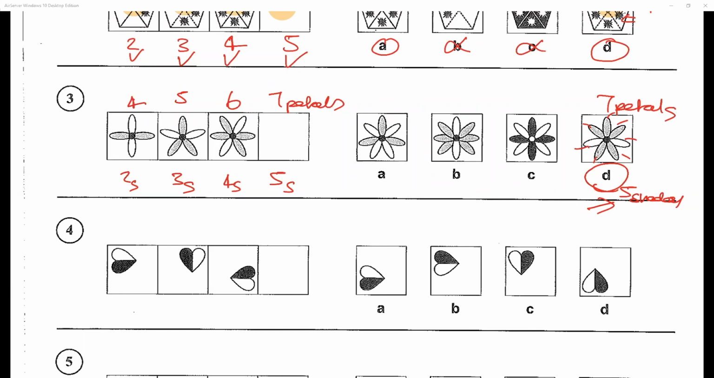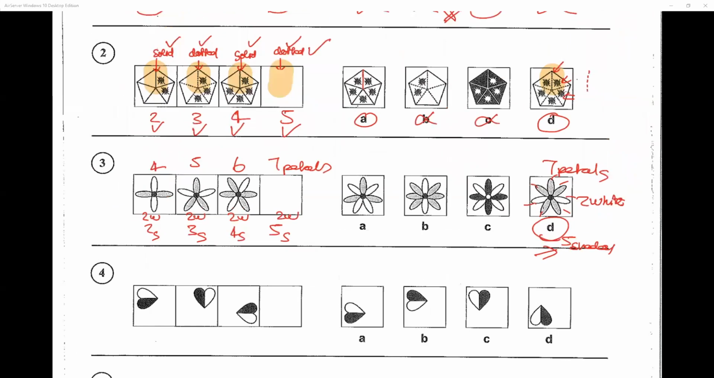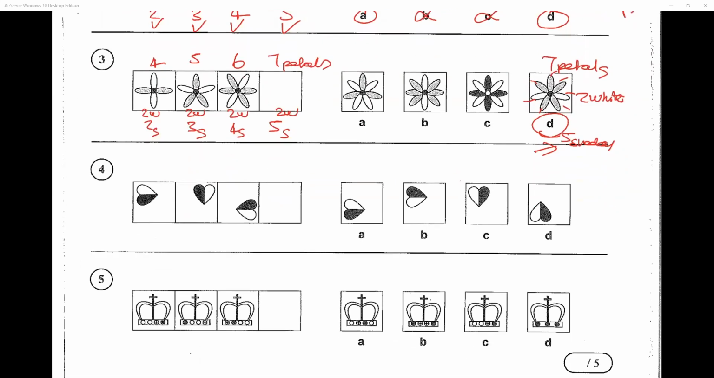That's another pattern. So 2 white, 2 white, 2 white, 2 white. So the 2 white is constant. The black center is constant. We're increasing the number of petals on each one by 1, and the white ones stay constant at 2. Yes, Kareem. Question number 2, is it 2, 3, 4, 5? Yeah, 2 bugs, 3 bugs, 4 bugs, 5 bugs. So here we've got 5 bugs, and dotted lines inside the shape. Lovely.